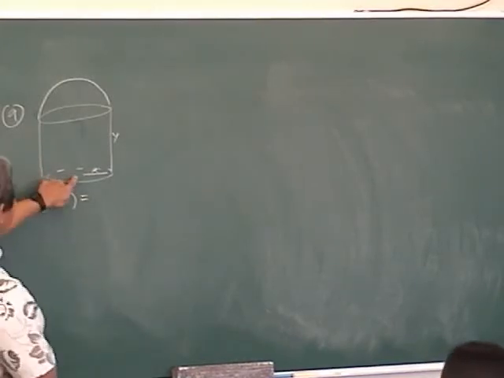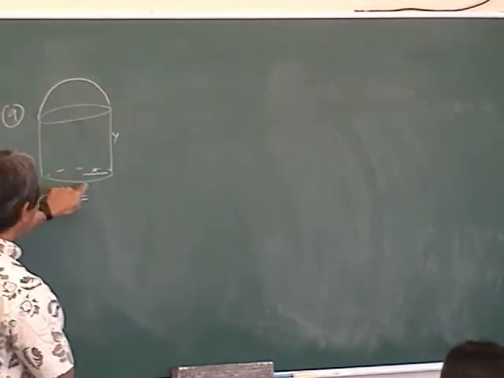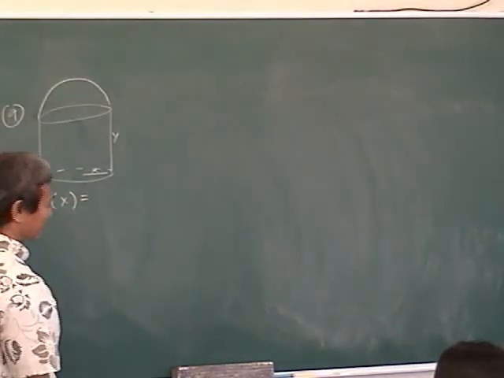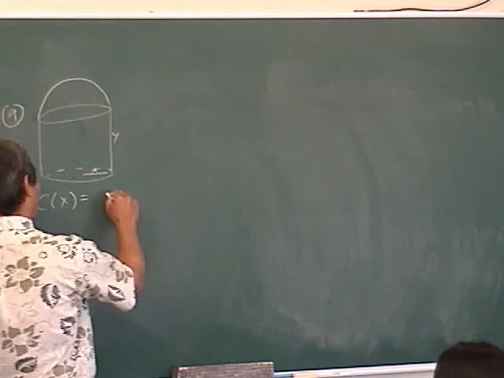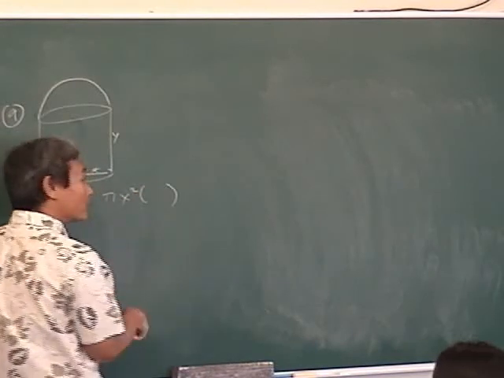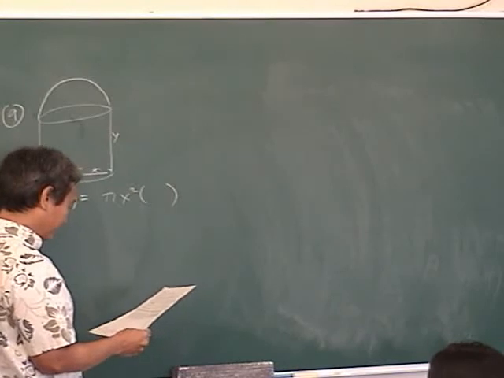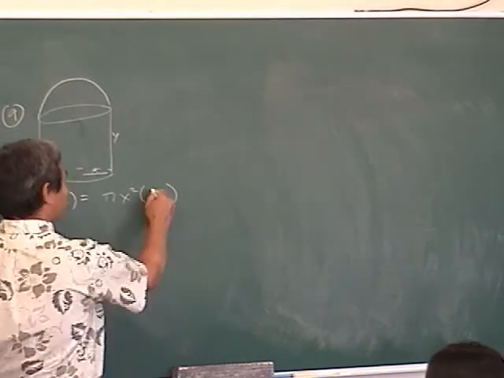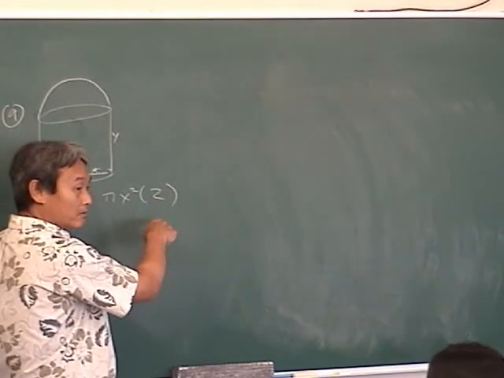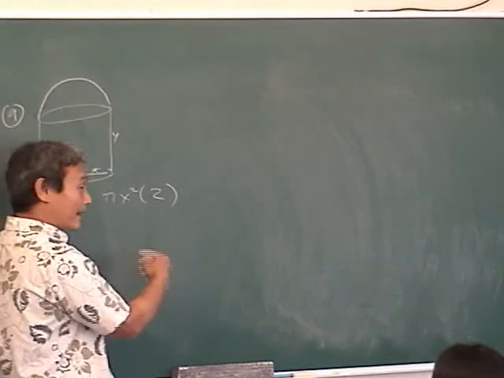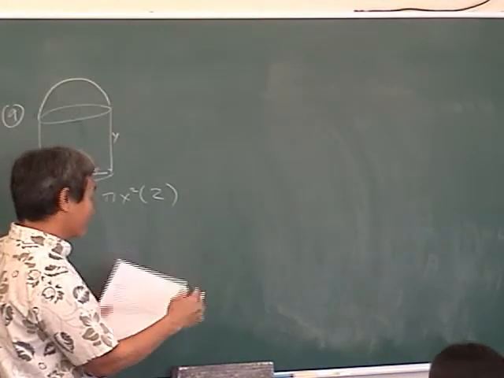Okay, what's the area of the base? It's a circle. Pi x squared. But then I have to multiply by the cost per square meter. Let me read. 2. You guys understand? You got to multiply it by 2 now, because we're writing a cost function, not a surface area function.